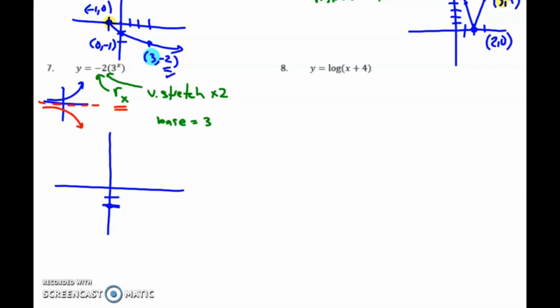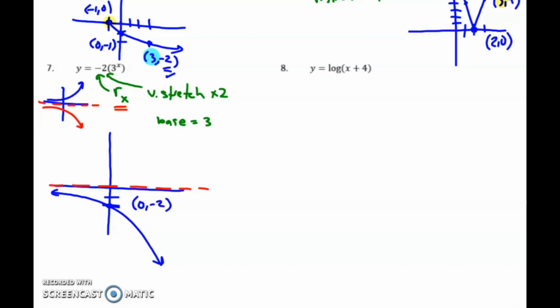I don't have a vertical shift, so this is still an asymptote. But what's going to happen is my graph's going to look like that. And again, I'm just making a sketch. I just know that's going to be the general shape. I know this point right here of 0, -2 is going to be on it.